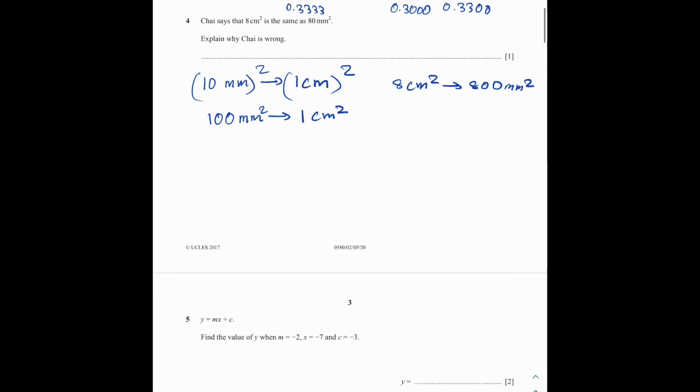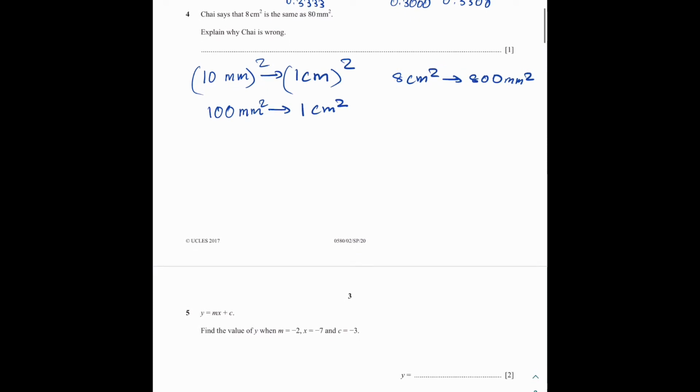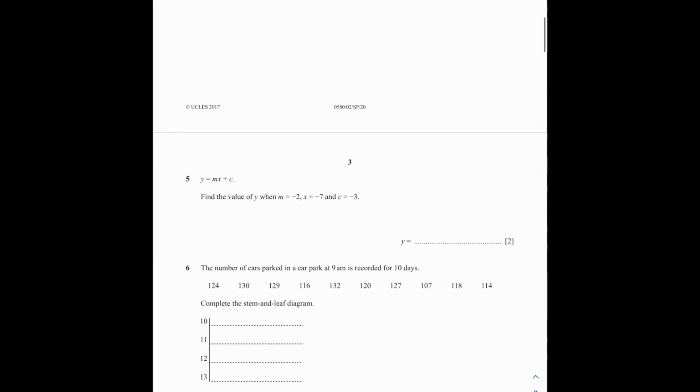y is equal to mx plus c. Find the value of y when m is minus 2, x is minus 7, and c is minus 3. Pretty simple. Use your calculator. For those wondering what calculator I'm using, this is an acceptable calculator for the IGCSE exams. I use this calculator personally, and I find it very useful. It's the Casio FX-991ES Plus. It's a really good calculator in my opinion.